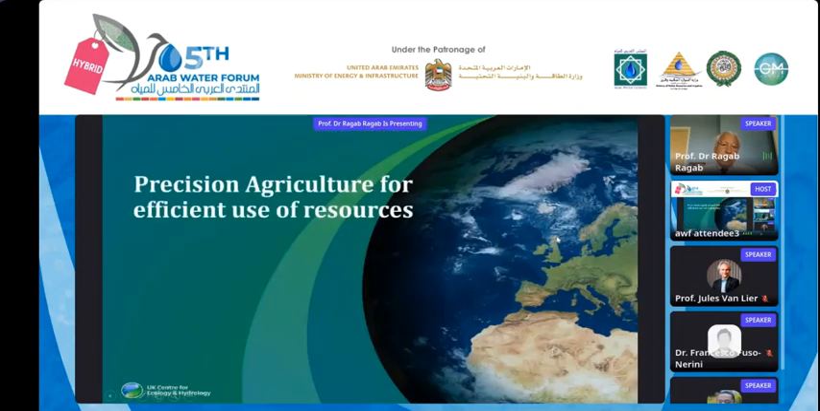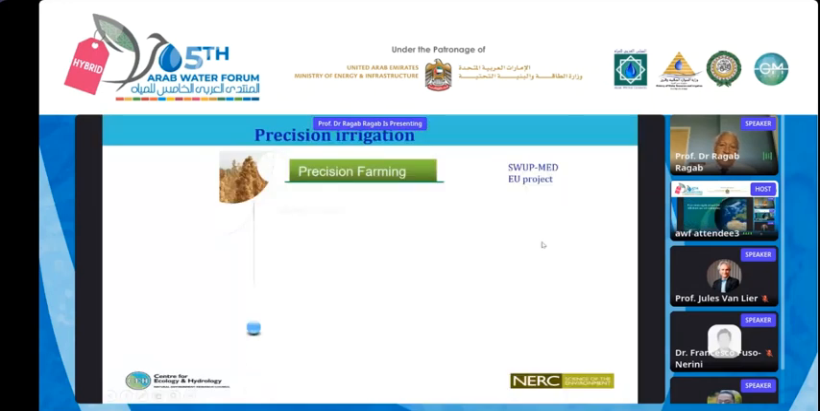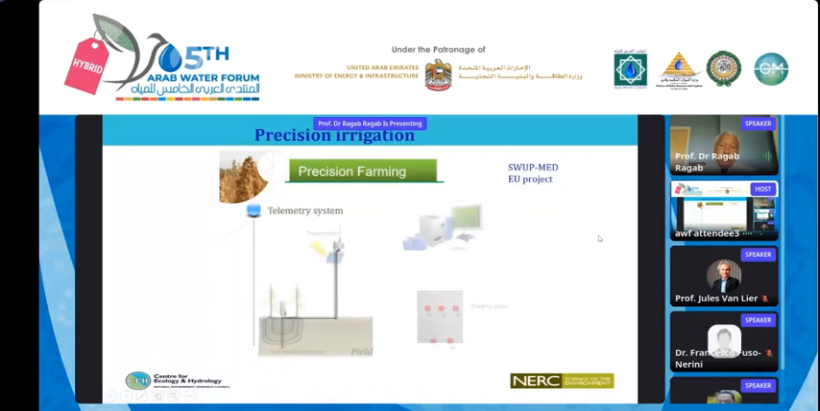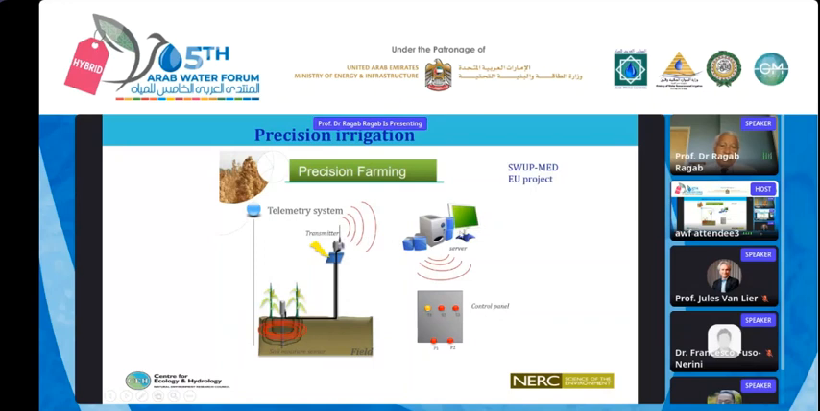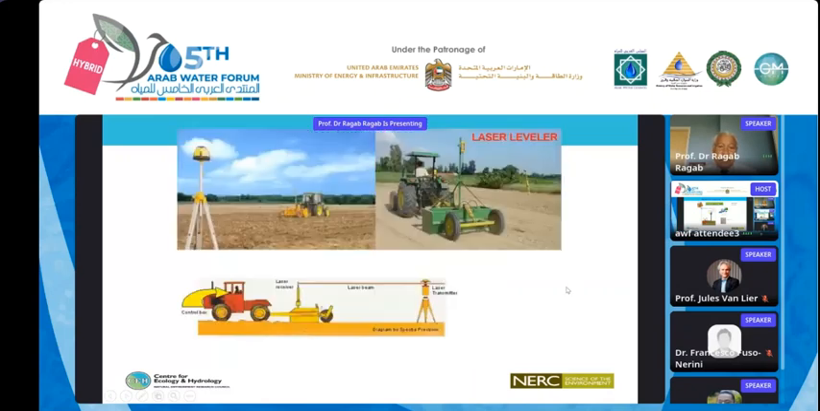The other thing is precision agriculture for efficient resources, and we also used that system in the SWAPMed project in Morocco, where we have sensors for soil moisture, which send a message by transmitter to the server, and the server will actually operate the control panel of the irrigation system to irrigate if the soil moisture reaches a critical or threshold value.